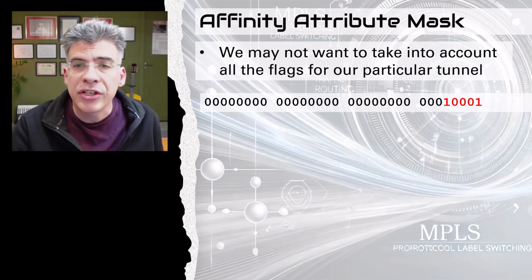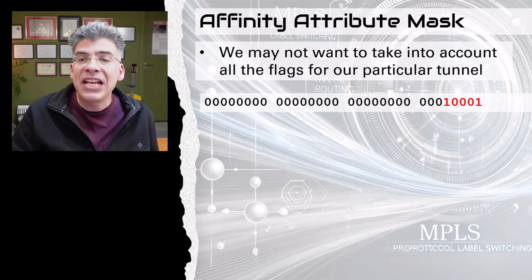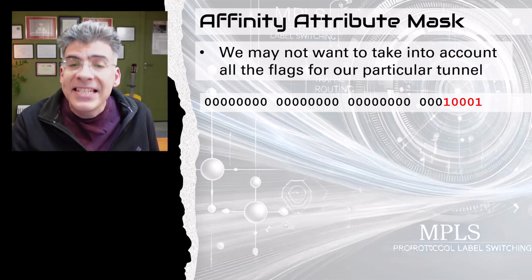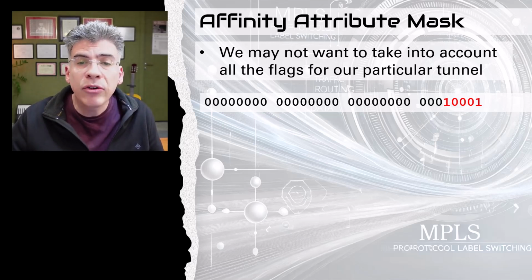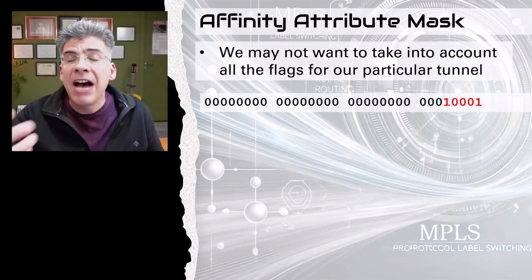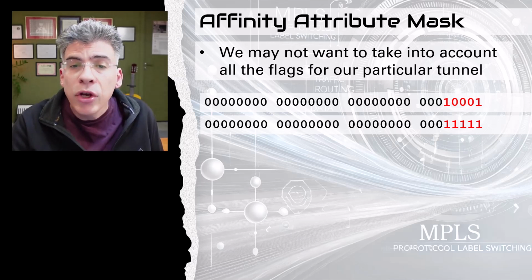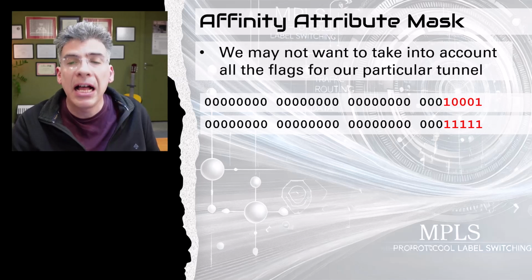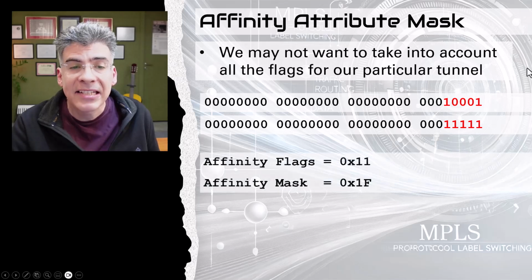On the tunnel configuration, we can configure what is called an affinity mask. The affinity mask essentially tells the CSPF algorithm in the head-end router which flags to take into account when performing the calculation. So to confine the CSPF algorithm only to the last 5 bits of our affinity values, this is the mask that we would use. Only the bits specified by the number 1 in the mask matter to the CSPF algorithm. And both the affinity flags and the mask are written out in hex like so.